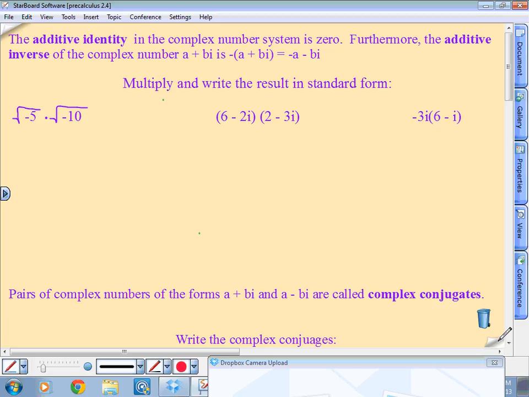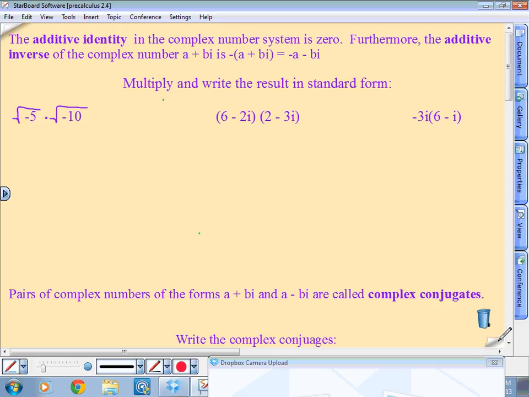Furthermore, the additive inverse of the complex number a plus bi is the opposite of a plus bi, or minus a minus bi. So multiply and write the result in standard form. Okay, so how are we going to multiply the square root of negative 5 and the square root of negative 10? Positive, negative 50? The square root of positive 50?